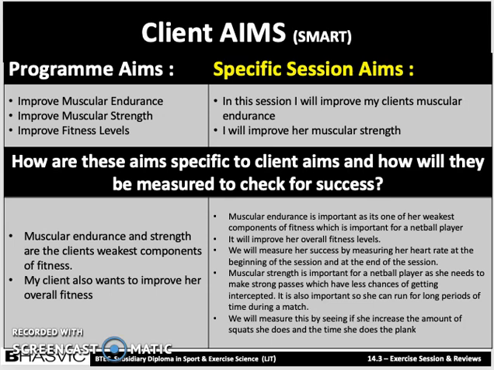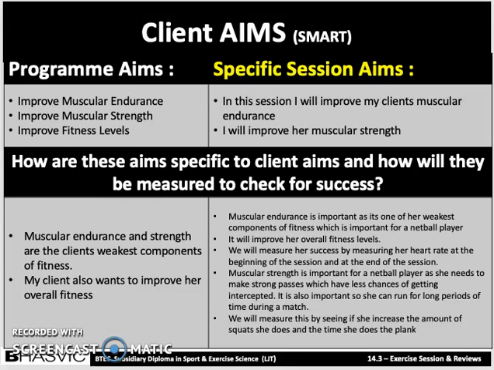Client's aims. Session aims. My client's aim was to improve her muscular endurance, to improve her muscular strength, and also to improve her overall fitness levels. In the session, we will be focusing on improving her muscular endurance and her muscular strength in her legs and abdominals. How are these aims specific to the client's aims, and how will they be measured to check for success?